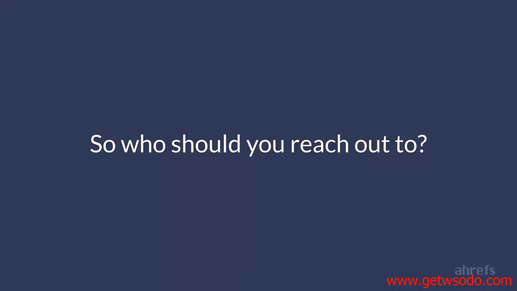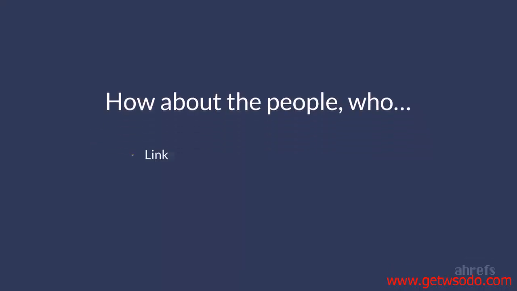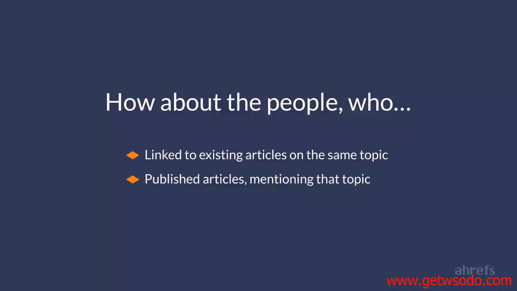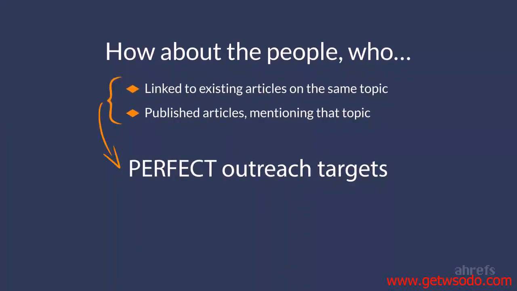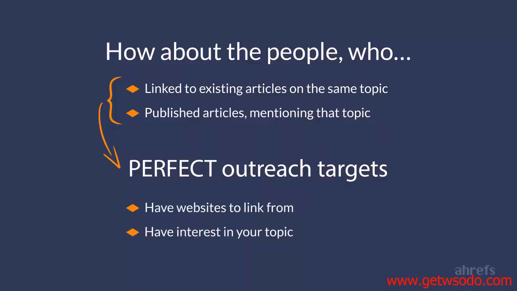Who are the people that are likely to link to your piece of content? How about the people who have already linked to existing articles on the same topic or have already published articles mentioning the topic? Do I even need to explain why these two groups of people are the perfect outreach targets? Never mind, I'll be fast. They clearly have websites to link from and they clearly have a certain interest in your topic. Sounds fair? Now let me show you how to easily find these people.